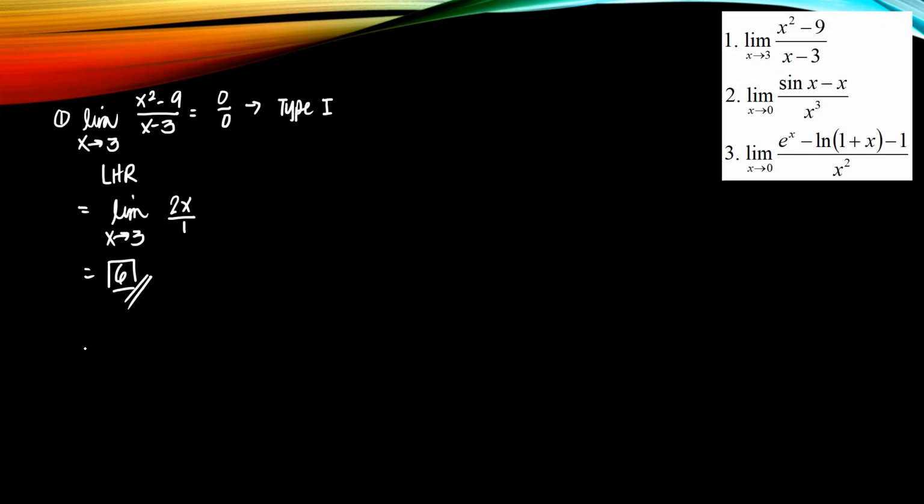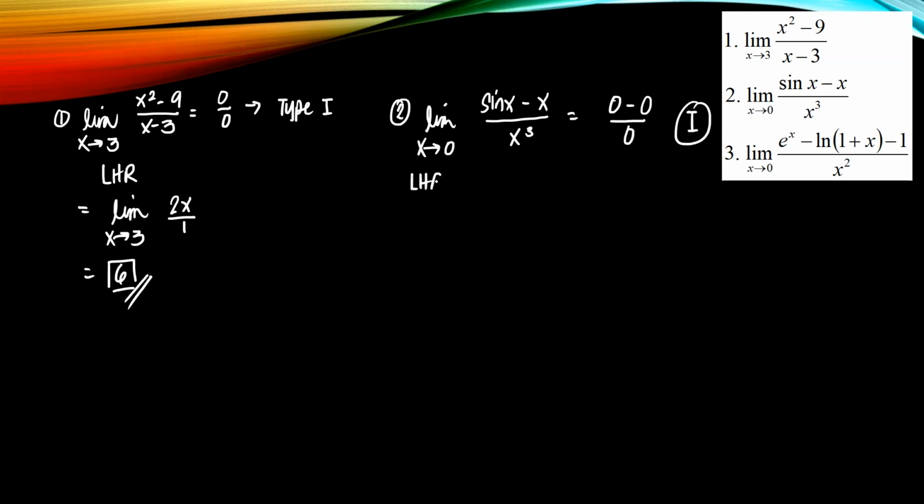Let's try the second one. The limit as x approaches 0 of (sine x minus x) over x cubed. So sine of 0 is 0, minus 0, over 0. So obviously this is type number 1 or case number 1. So according to case number 1, if it falls as either 0 over 0 or infinity over infinity, we apply L'Hopital's rule. What is the first derivative of sine, guys?